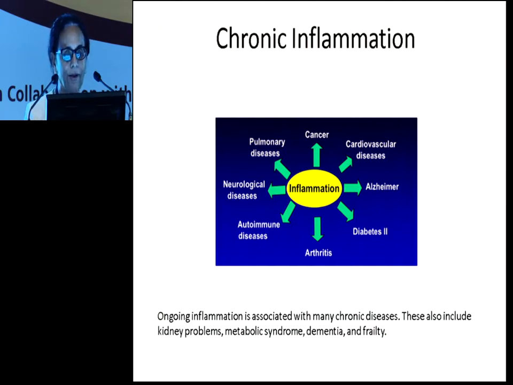And many of the diseases that you hear about in HIV and also in aging are really considered an outcome of chronic inflammation, such as the ones listed here, including also things like metabolic syndrome, dementia, and frailty that you heard about earlier this morning.